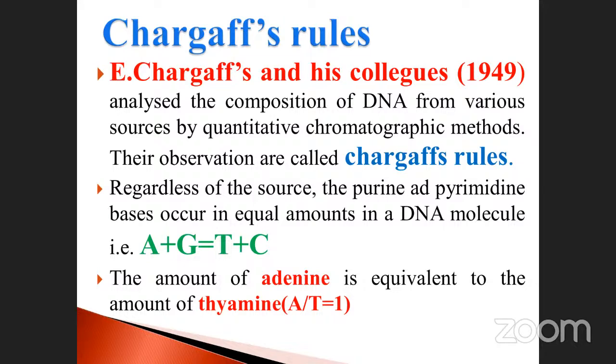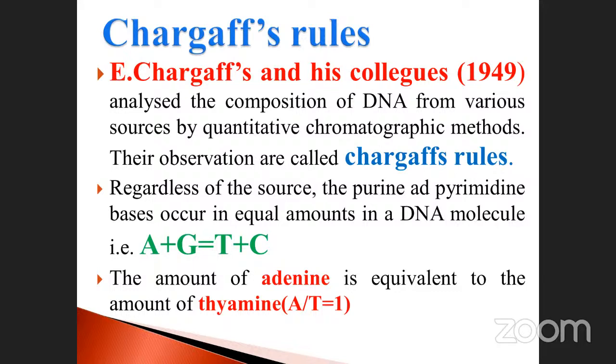Adenine is a purine molecule. Thymine is a pyrimidine molecule. So one adenine combines with a pyrimidine molecule only. So these two are equal. The number of adenine molecules present is equal to thymine. Guanine is also equal to cytosine. This is the rule of Chargaff.